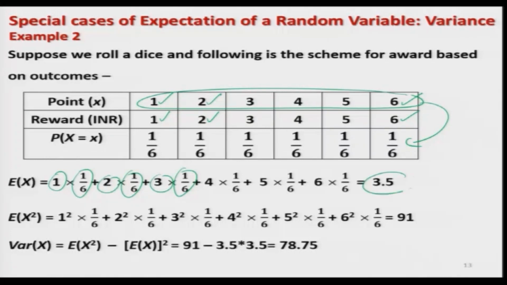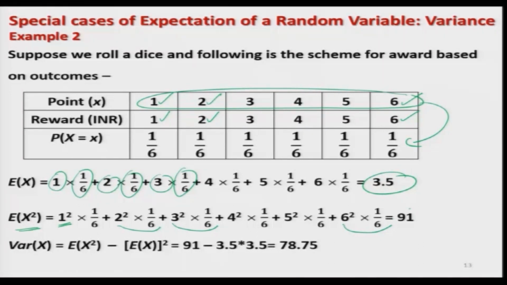If you try to find out this expected value of x, it comes out to be 3.5. Similarly, if you want to find out the expected value of x square, that will simply become 1 square, the value of the reward which happens with probability 1 by 6, plus 2 square into probability 1 by 6, plus 3 square into probability 1 by 6, and this will continue up to 6 square into probability 1 by 6.